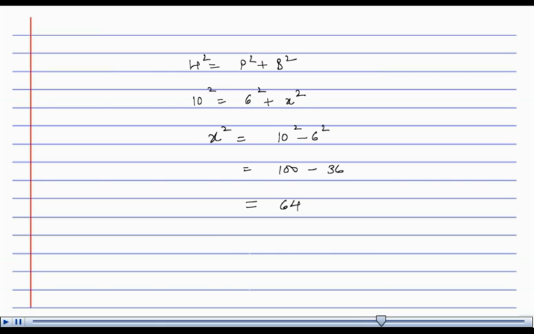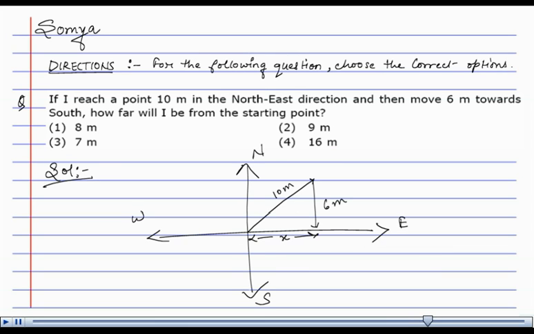Now let's take out the square root, which is equal to 8. So we can clearly say that x equals 8 meters. Thus, this x is equal to 8 meters in length or distance. So the correct answer is option number 1.